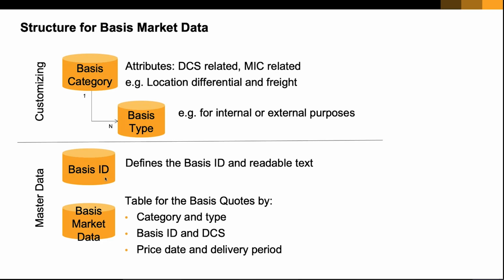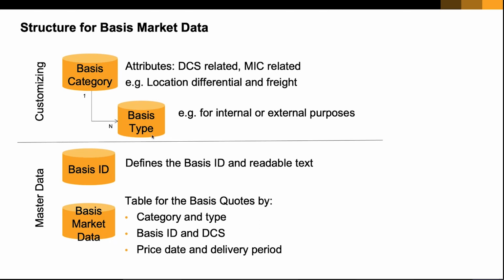And this basis ID works in conjunction with the basis type and basis category. Now, what are these? In the basis category, we can define what kind of basis we are going to use. It can be location differential, a freight differential, or a quality differential. That's what we determine in the category. What is the category of the differential?